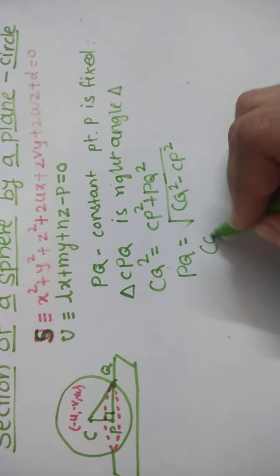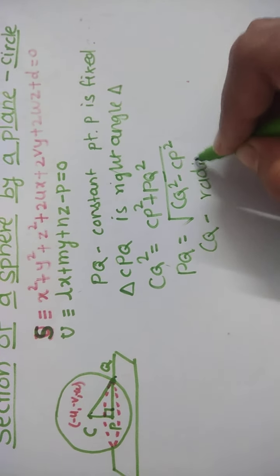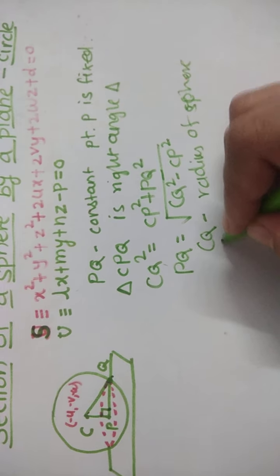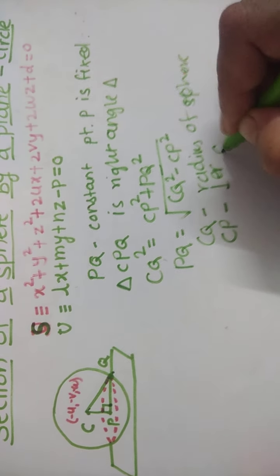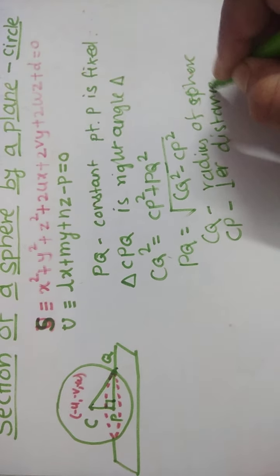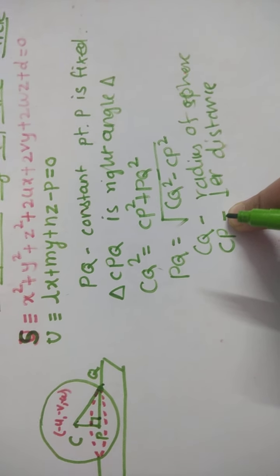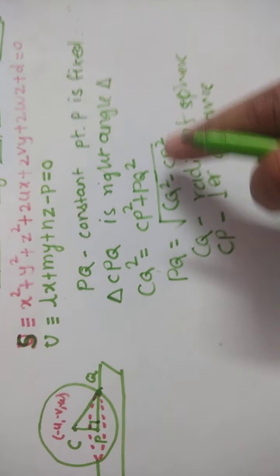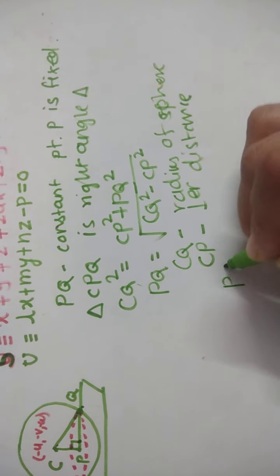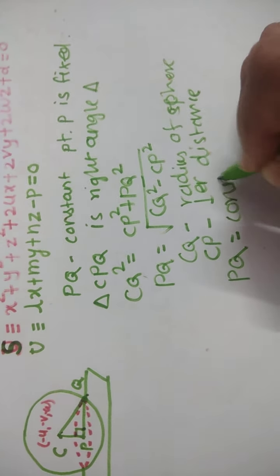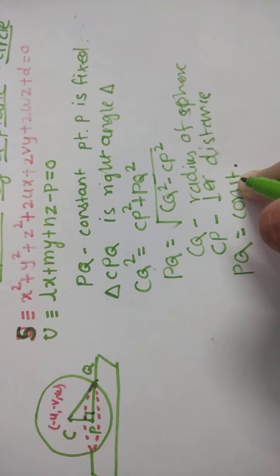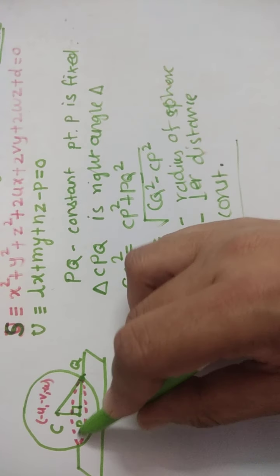But this CQ is what? This CQ is nothing but the radius of the sphere, and this CP is nothing but the perpendicular distance. So this PQ is under root CQ square minus CP square. So this PQ you will get as a constant. So since PQ is constant, therefore the locus of all these points is nothing but a circle.